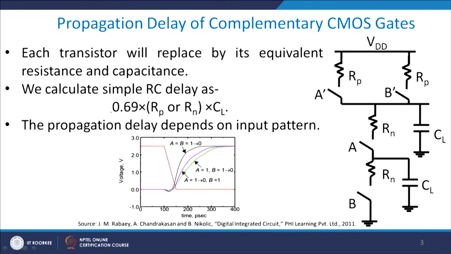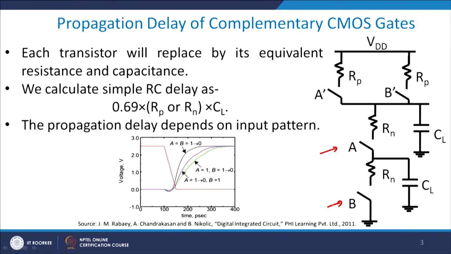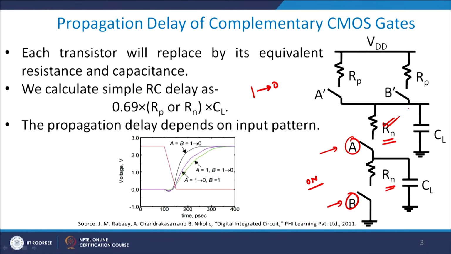Therefore, if you look at the pull down architecture, I require both these transistors A and B to be on in order to have a TPHL, which means that for the output to fall from 1 to 0, both transistors, Rn and Rn here, because of A and B transistor, both should be on. Which means that two resistors in series will add up, and therefore the overall resistance will be twice the resistance of a single gate. Agreed?